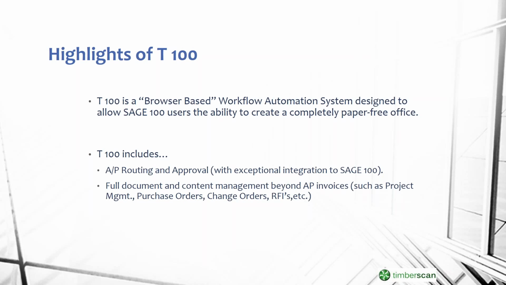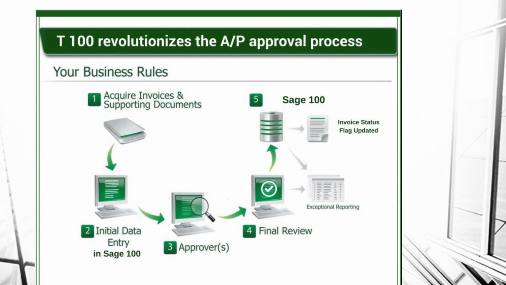We're going to walk through the AP routing and approval process first, and then we'll talk about other aspects of the system, i.e. a full document and content management system going beyond AP invoices. So if you wanted to store and manage all of your project management documents, purchase orders, change orders, RFIs, et cetera, or even if you wanted to go beyond that and store documents such as payroll or human resource documents, you can use the system for that as well. So we will touch on all of that, but we're going to start with AP.